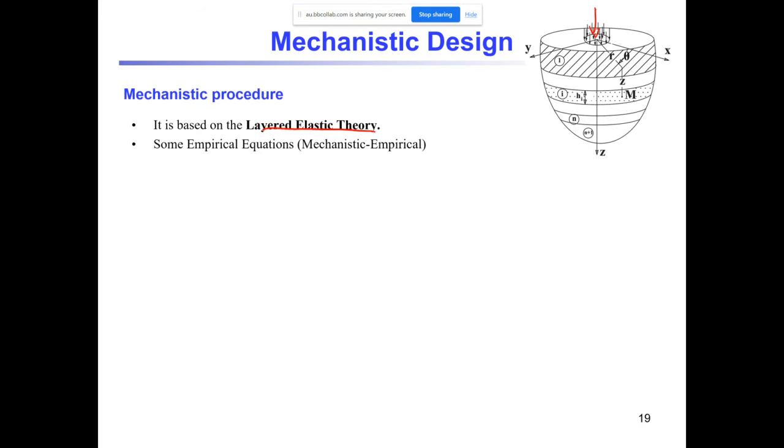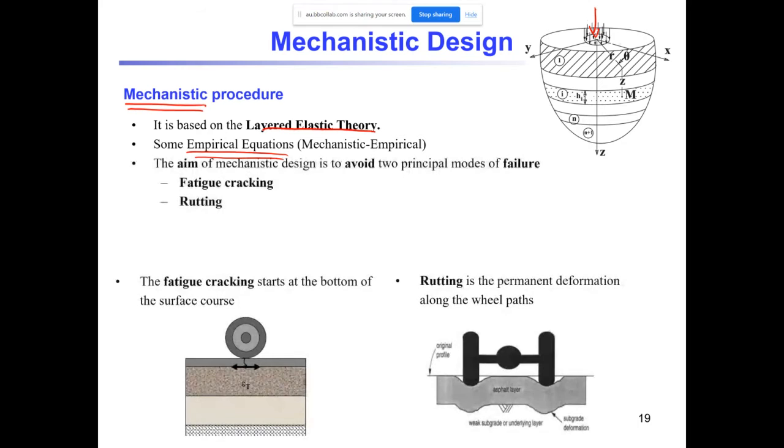Even though we call this a mechanistic method of design, we should note that we still use some empirical equations in it. So in nature, this is a mechanistic-empirical method used in Austroads for the design of the pavement. For the mechanistic design, we are considering two types of failure mode. One is fatigue cracking related to the bound material, asphaltic as well as cemented material, and the other one is rutting, permanent deformation associated with the subgrade.